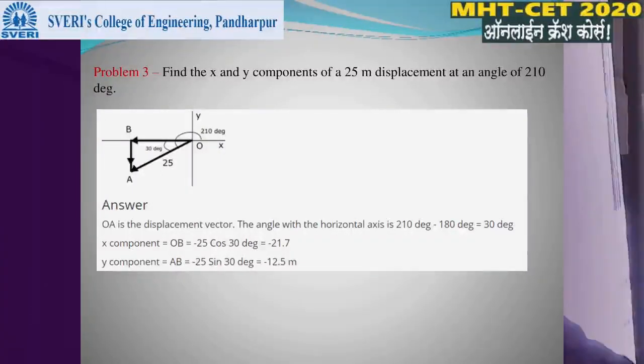Then x component is equal to OB is equal to minus 25 cos 30 degree is equal to minus 21.7. This is the x component. What is the y component? Y component is equal to AB is equal to minus 25 sine 30 degree is equal to minus 12.5 meter. These are the two components as per the given example.